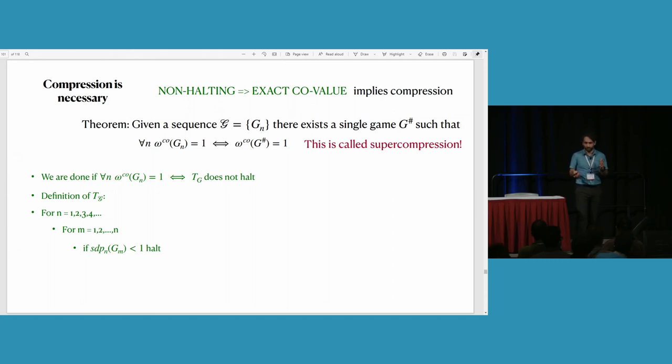Right? Now it should be very easy to see that if all of the values of the games, the G_n's, are 1, then this Turing machine never halts. That's the property that I wanted, and I got it.